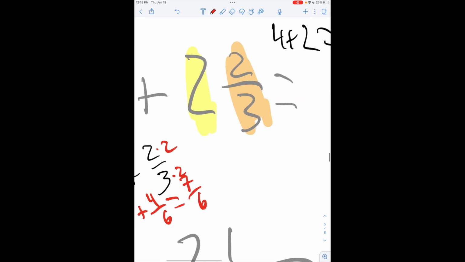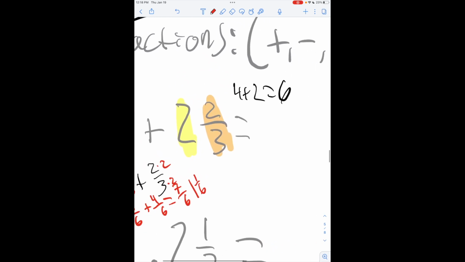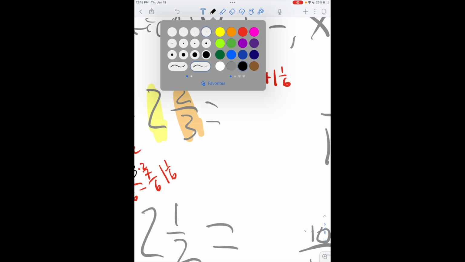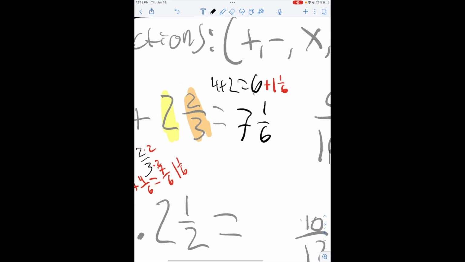Well, 7 is bigger than 6, so I need to take out a whole unit of 6, which leaves me with 1 and 1/6. So finally, I'm going to go back over here and say, plus 1 and 1/6, that's going to give me 7 and 1/6 as an answer.